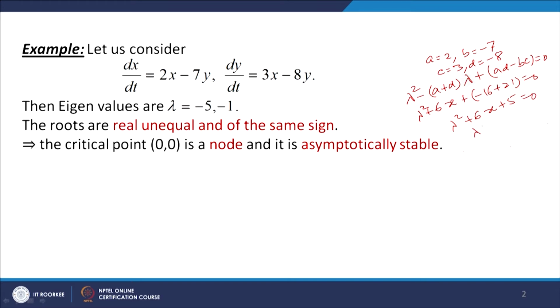The factors here are lambda plus 5 and lambda plus 1. So, the eigenvalues are lambda equal to -5 and lambda equal to -1. Thus, we can see that the roots of the characteristic equation are real, unequal, and of the same sign, and therefore, by case 1 which we have considered in the previous lecture, the critical point (0, 0) here is a node and it is asymptotically stable.